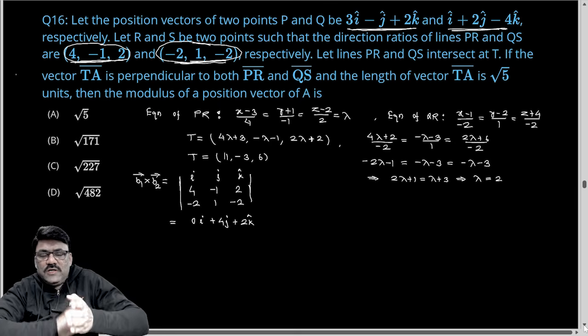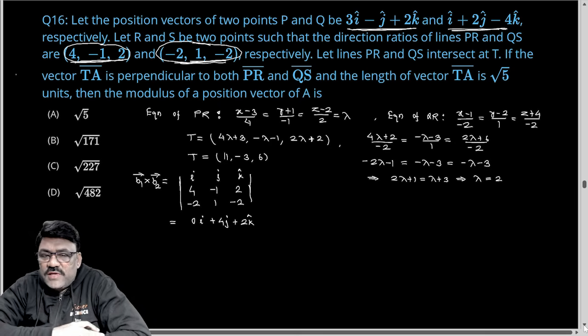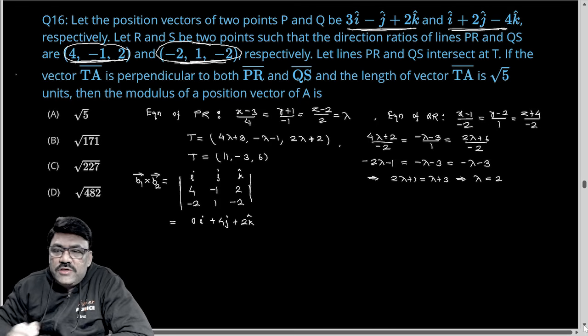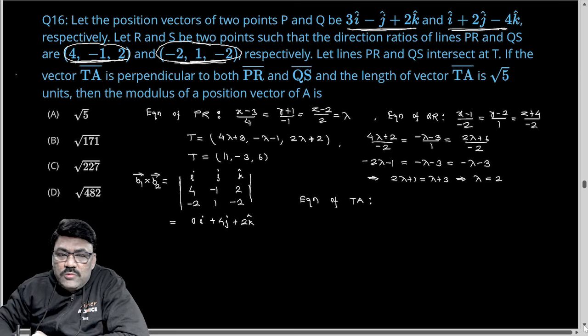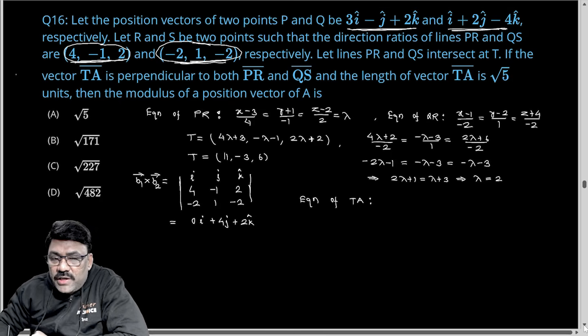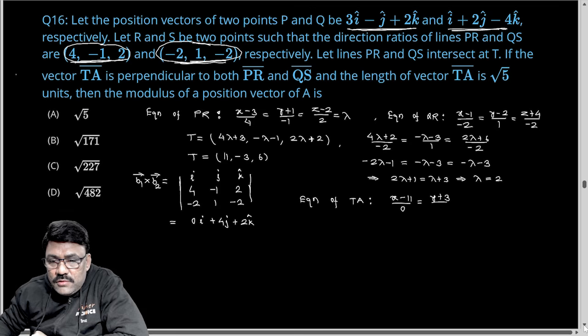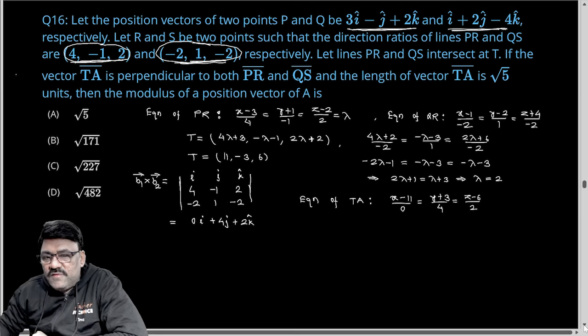So that means your vector TA, your line TA, is in this direction, 0, 4, 2. Now I can write the equation of the line TA. Your TA line is passing through the point T, 11, minus 3, 6, and its direction is 0, 4, 2. So the TA line can be written as (x minus 11)/0 = (y plus 3)/4 = (z minus 6)/2. This is the TA line.